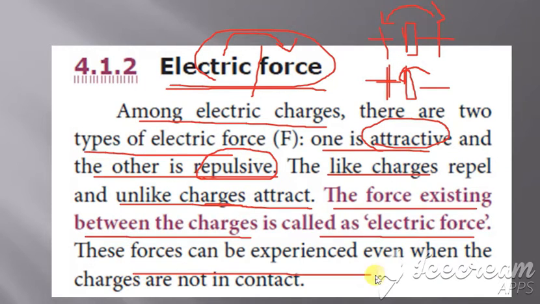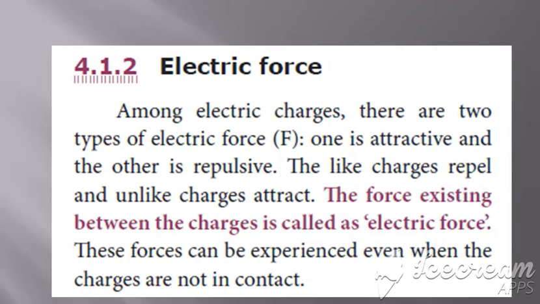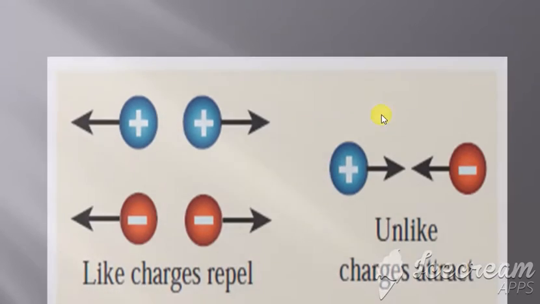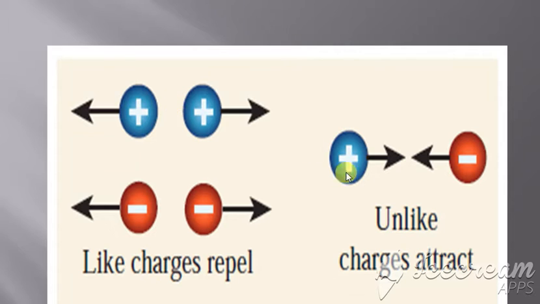Clear? And these forces exist even when the charges are not in contact. Suppose here it is repulsive, they are not in contact, but even then the electric force exists between them. Clear with what is an electric force? Then this is a diagram which represents the like and the unlike charges. These are like charges, they both repel. In the same way these are both same charges, so they repel. Here they are opposite charges, so they attract each other. So between all these charges there is an electric force.